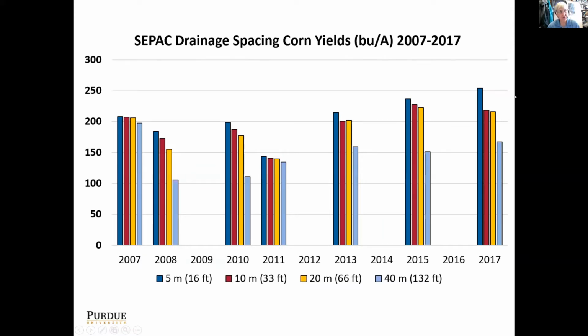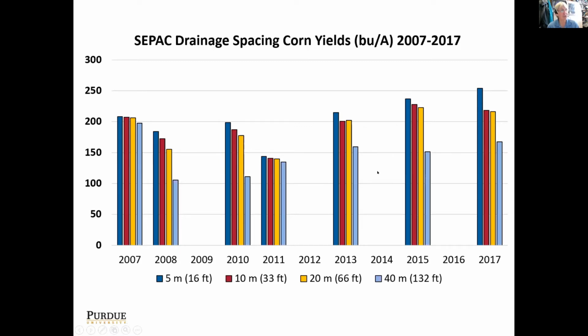In the later years, we had much more difference in yield. So here I'm showing you the corn yields during the 2007 to 2017 time period. After the first 10 years, we switched to a corn-soybean rotation, or in some cases, a corn-corn-soybean rotation. So here I've illustrated all the corn years during this period. And you can see that some years there wasn't very much difference in yields depending on the spacing. So 2007 and 2011, not a whole lot of difference in yields.